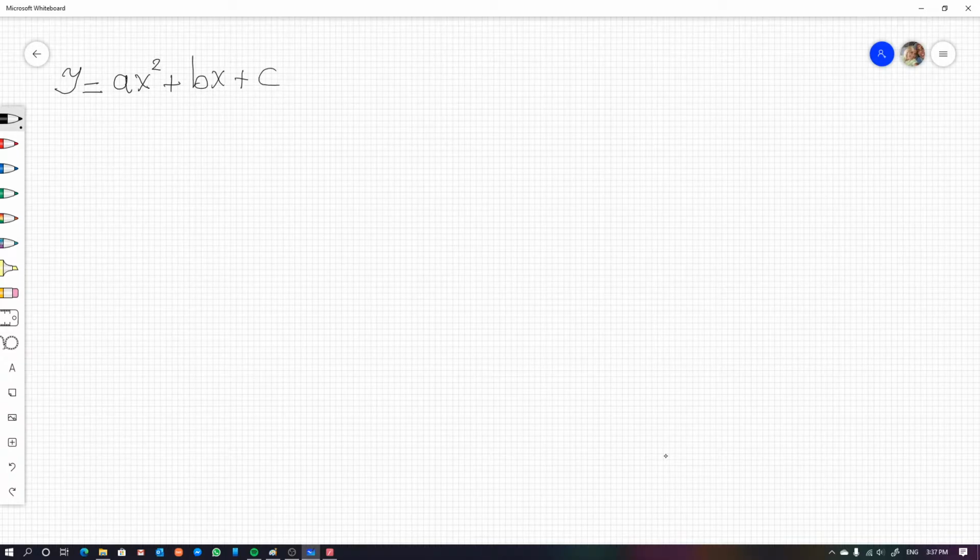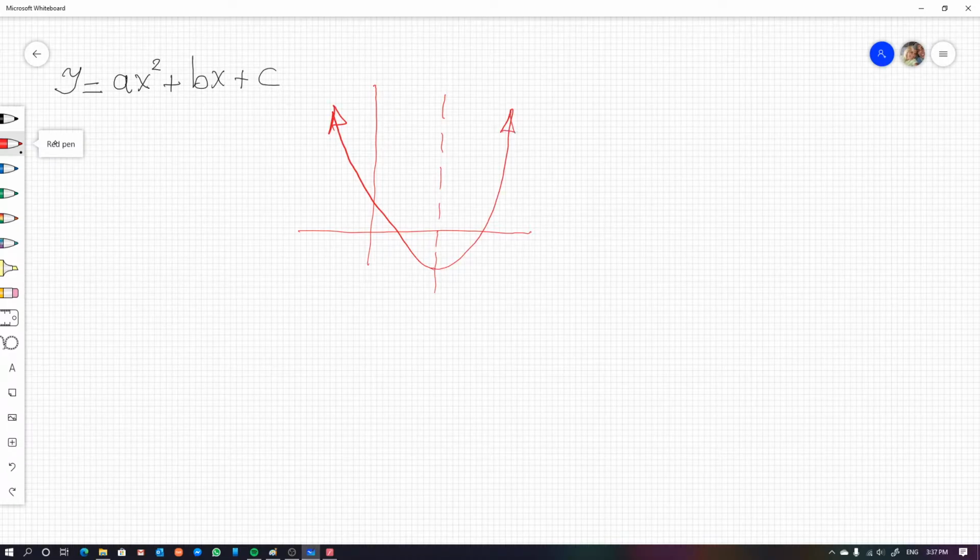Also, we know that a quadratic equation can be drawn as a parabola shape, so it will be something like this. This is the axis of symmetry and this is the parabola, and we could also say that this point is called the vertex, and the vertex is where the function changes its behavior from increasing to decreasing or decreasing to increasing.